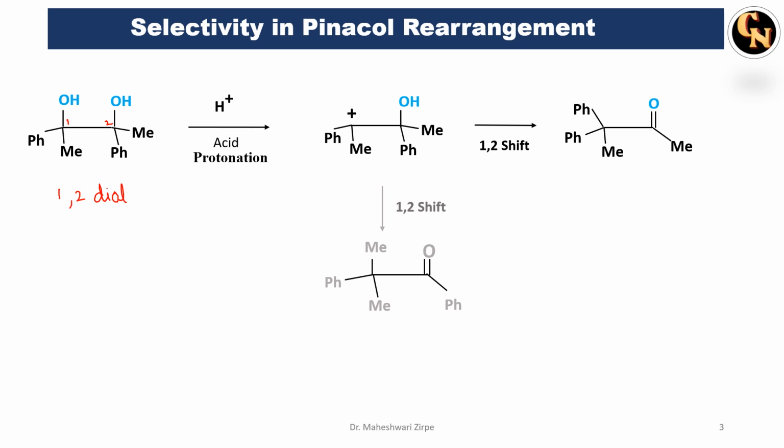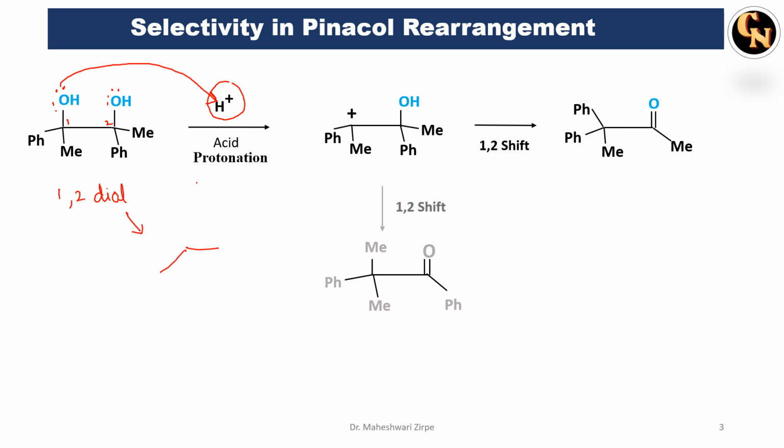The first step is that protonation will take place. For example, here on the first carbon there are the same groups, and on the second carbon also there are the same groups. So any one of the OH groups is going to grab the proton. Let us say this is the first carbon OH which has grabbed the proton, and it gets protonated first, and then after protonation I'll show the intermediate step here.